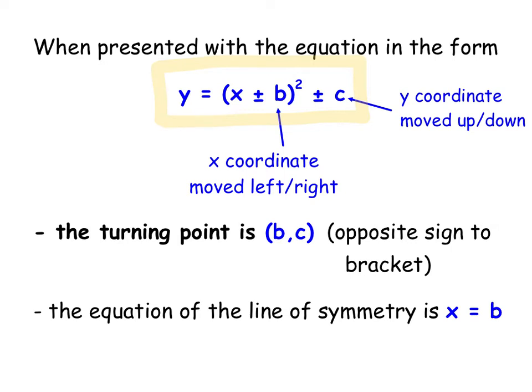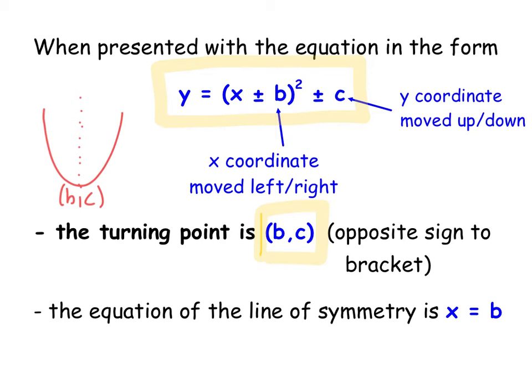Now your turning point is BC, so this bit here, right? Whatever these numbers are for B and C, they are going to get you your turning point. And just remember, the B is opposite of what's in the bracket. So if it says minus 2 in the bracket, you write down positive 2. And then the equation of the line of symmetry is always x equals b, whatever your turning point is. Because on a quadratic, if this was your turning point, BC, your line of symmetry would be running through the x coordinate. So the line of symmetry is x equals b.